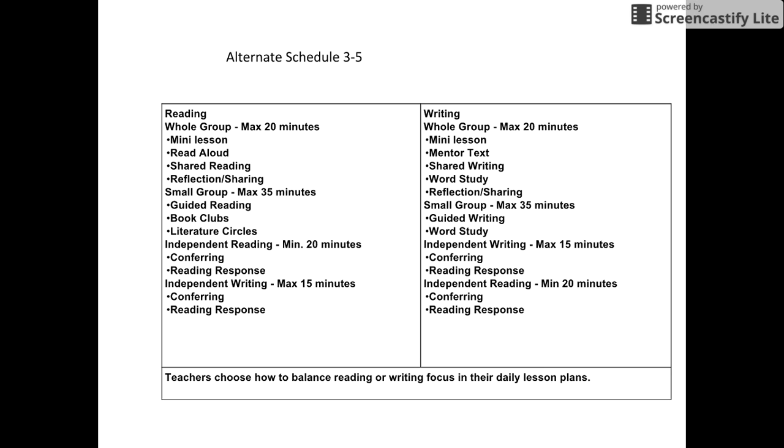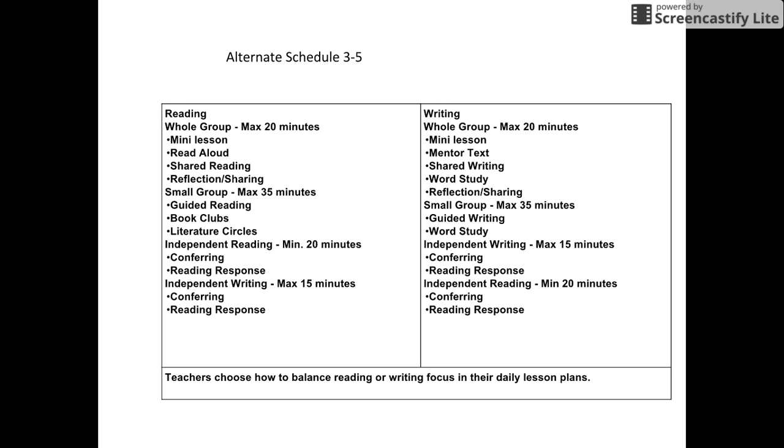Small group during the writing workshop time would be about maximum 35 minutes. You would have some guided writing. You would have some word study. Independent writing would last about 15 minutes. Then you would have conferring with the writers and some reading response.